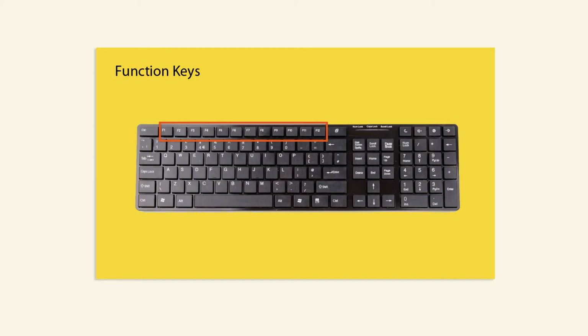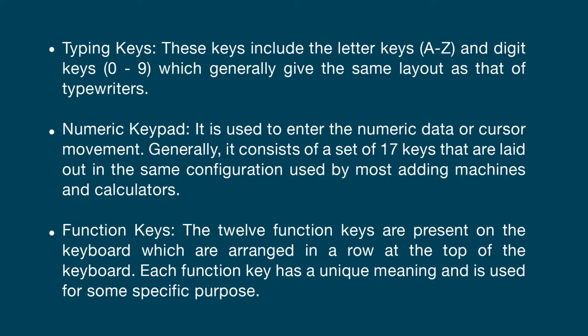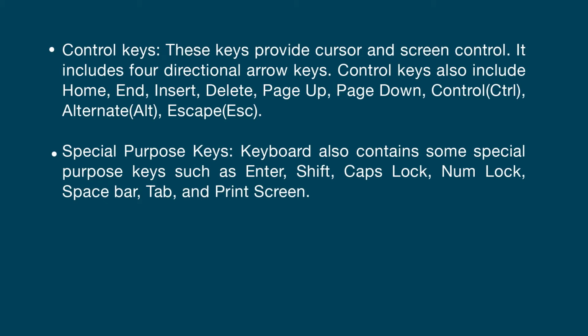Function keys. The 12 function keys are present on the keyboard, which are arranged in a row at the top of the keyboard. Each function key has a unique meaning and is used for some specific purposes. Control keys. These keys provide cursor and screen control. It includes 4 directional arrow keys. Control keys also include home, end, insert, delete, page up, page down, control, alternate and escape keys.